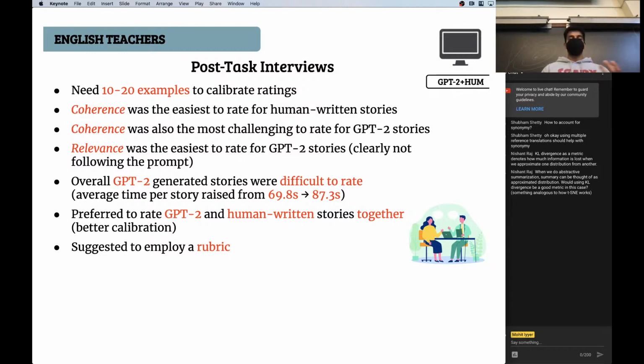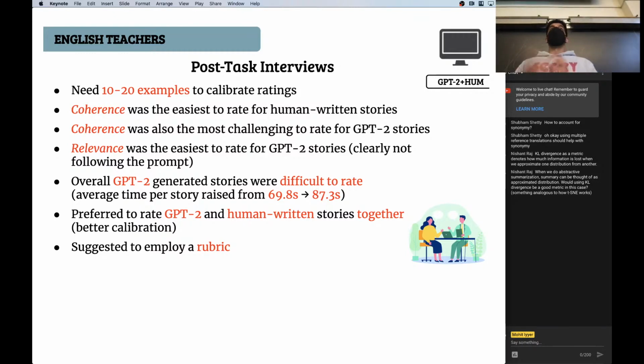before you actually start collecting judgments from them. So another thing that they said was that reading the machine-generated text was much harder than reading human text because of all these errors. And we could see that in the time it took them to read these stories. So when reading human references, they were taking about 70 seconds per story. When reading machine-generated text, it took them about 90 seconds. So there's clearly some cognitive load associated with reading these messed up machine-generated stories.